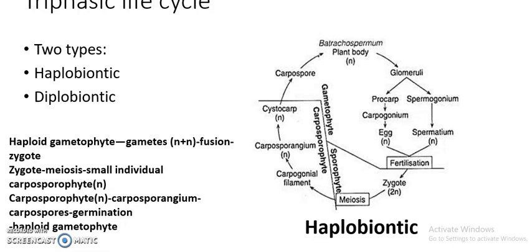So there are 3 stages of the life cycle: an original haploid gametophytic plant which produces 2 gametes, male and female, and they undergo fusion to produce a zygote, which is the only diploid stage of the life cycle, but the zygote immediately undergoes meiosis to produce a carposporophyte, which is a haploid small individual that remains attached to the gametophyte. The carposporophyte produces carposporangium, and the carposporangium produces haploid carpospores. The carpospore liberates from the plant body and germinates in a substratum to form a haploid gametophyte.